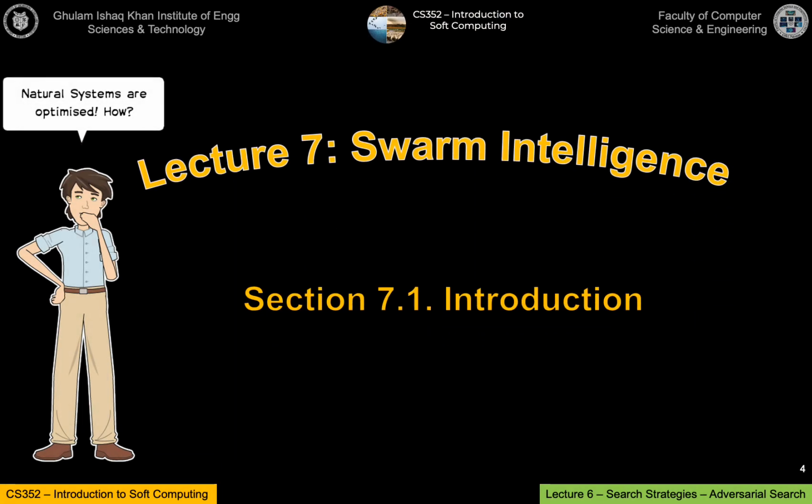Let us formally begin the lecture series of lecture 7 on swarm intelligence. This is a lecture on section 7.1, where I'll be introducing the basic concepts of swarm intelligence, including the definition, properties, the natural counterparts from which the swarm intelligence is inspired, and many other examples, and finally concluding my whole talk by summarizing the salient features.